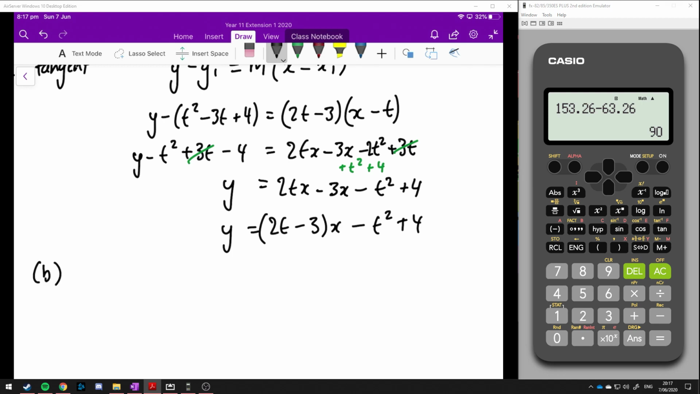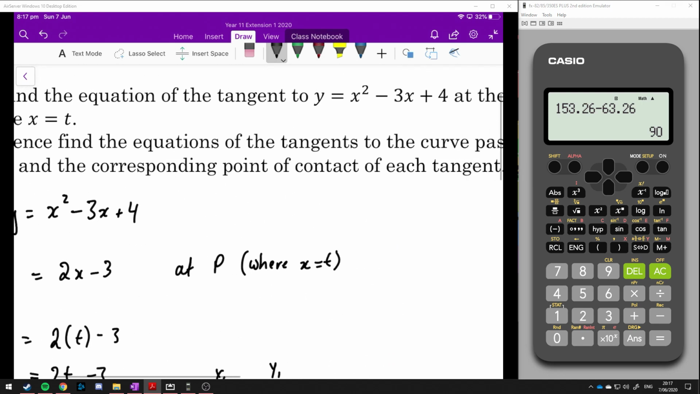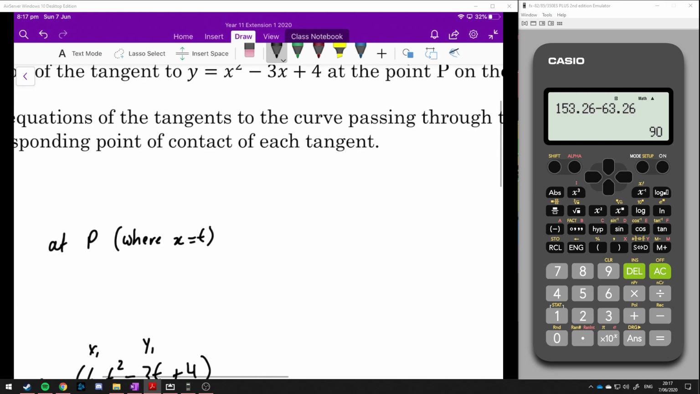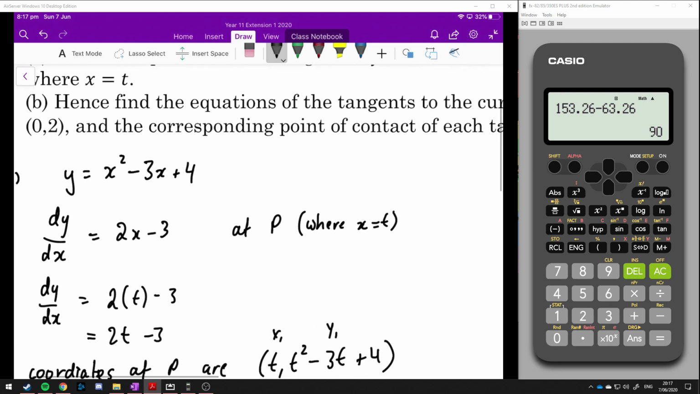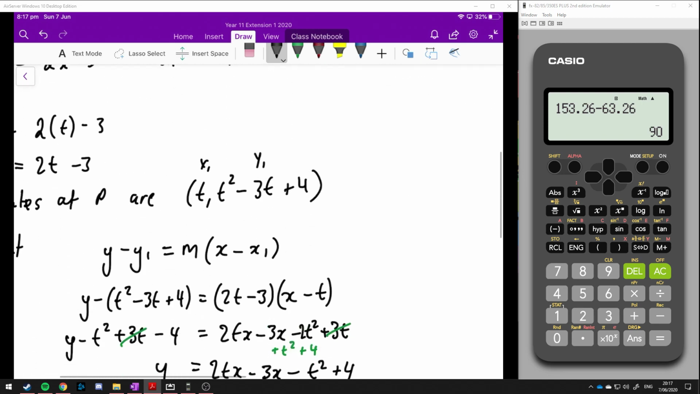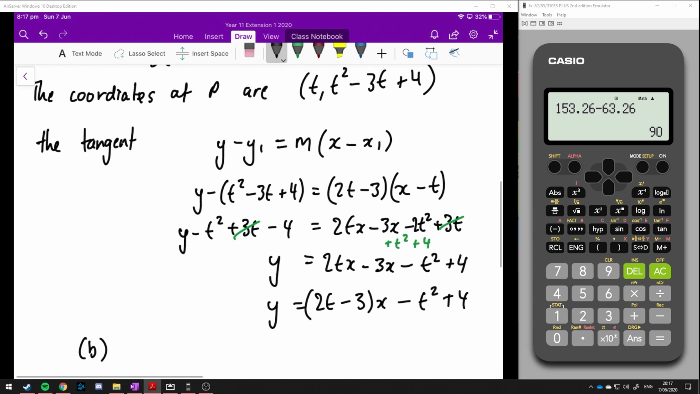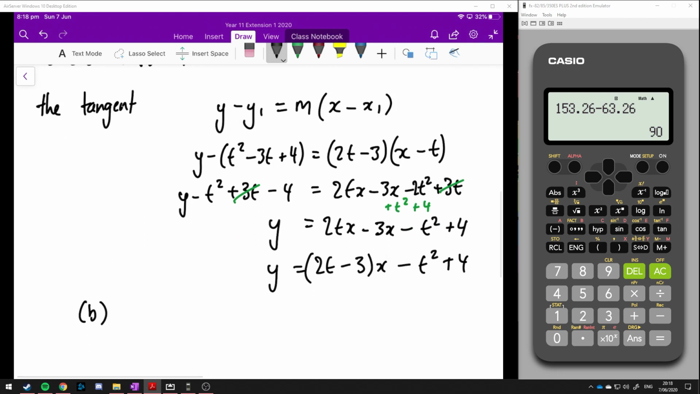Now, part B is to find the equations of the tangents to the curve passing through 0, 2, and the corresponding point of contact of each tangent. So if we have a look at this one here, this equation is the equation of every single tangent of the graph. Again, if we substitute a value of t in, it's going to give me a tangent at that point t.